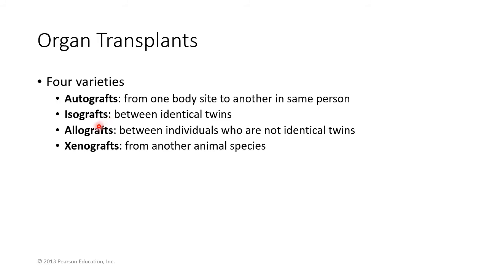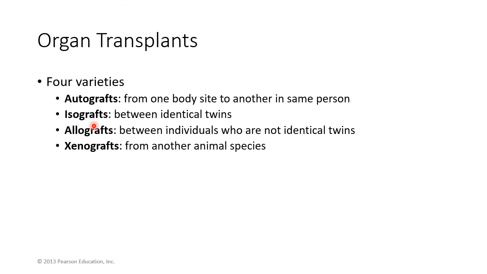Now, an isograft, if you have the luxury of having an identical twin, you want to remain friends with that person because you never know when you're going to need some parts. I always say that as a joke, but isografts are between identical twins because they are genetically the same. So if you have that possibility, then you can get tissue from one person to another, but that's not so common.